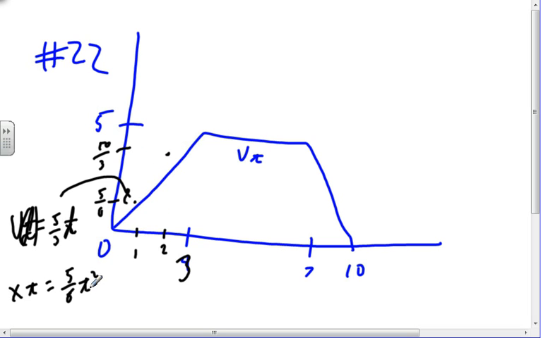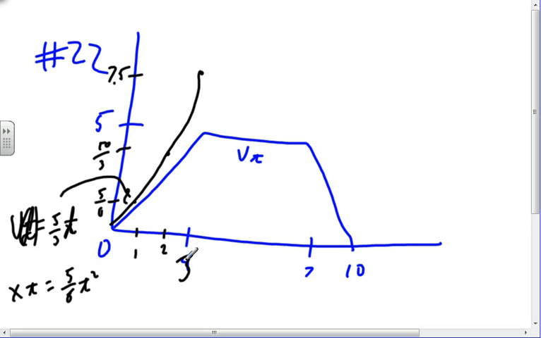When I got 9, where's my calculator? It's too late in the day to be doing it in my head. Okay, so I got 5 over 6 times 9, which is 7.5. So now I'm going to be here at 7.5. Now, across here, my slope is 0, right? But I'm going to run out of room. Darn.